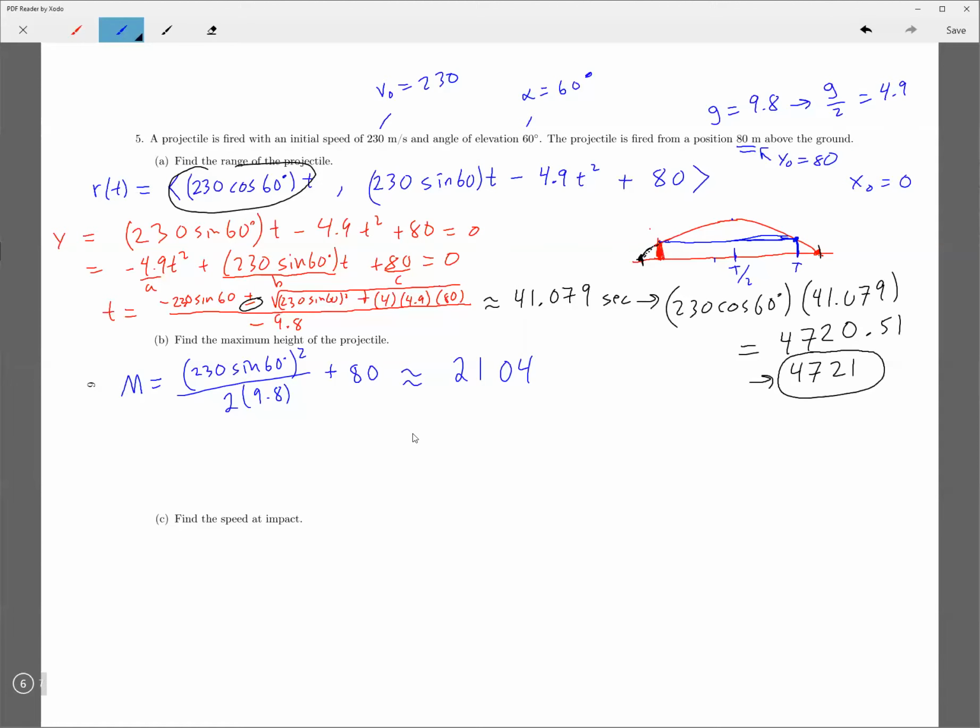Okay, and then the last part, find the speed of impact. For that one, it's probably best to calculate the velocity. Again, this is the position right here. So what's the velocity going to be?